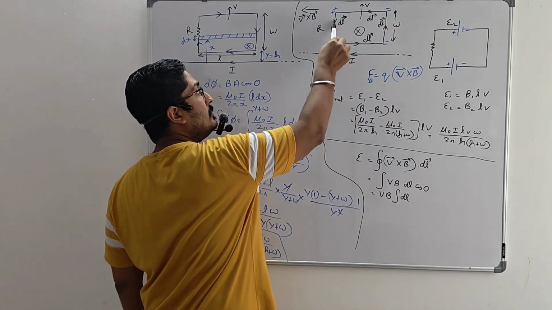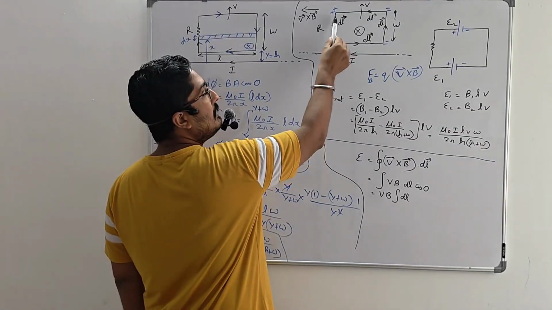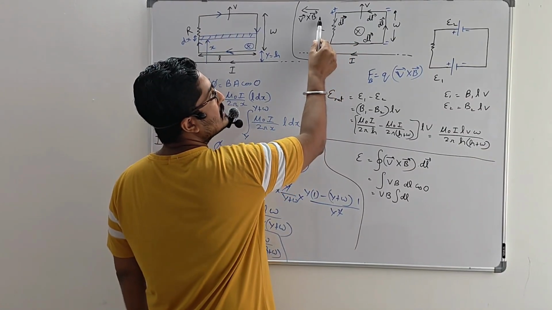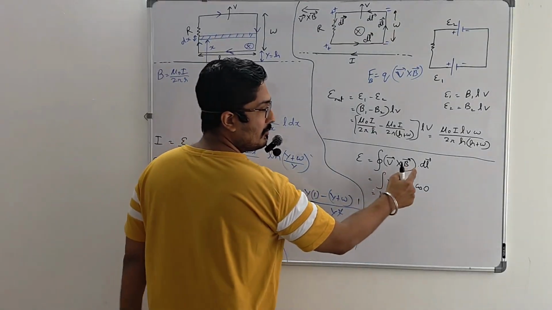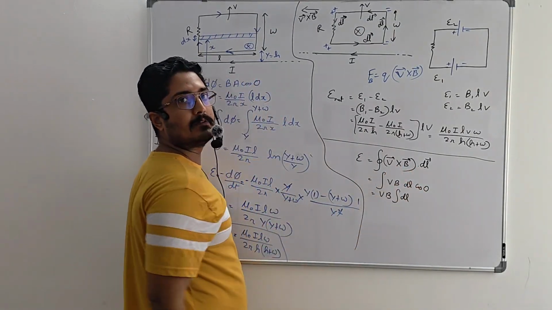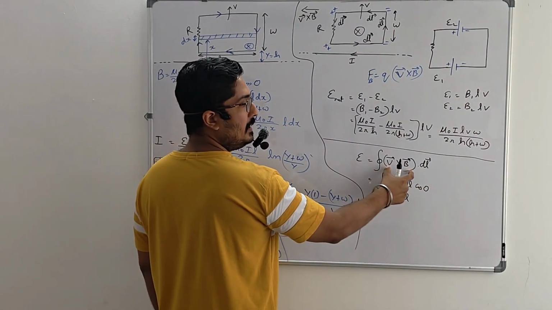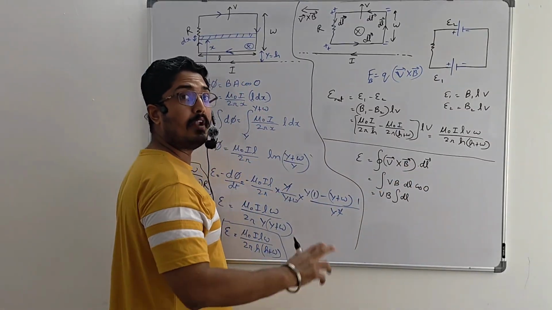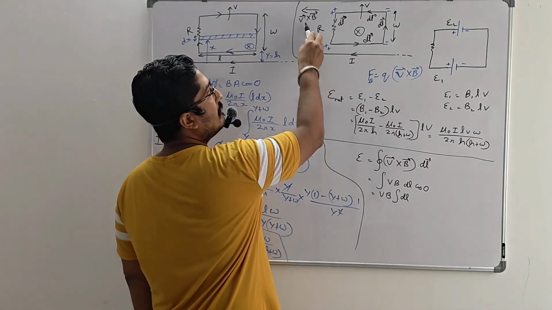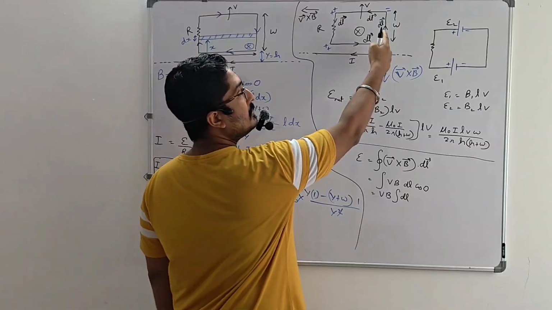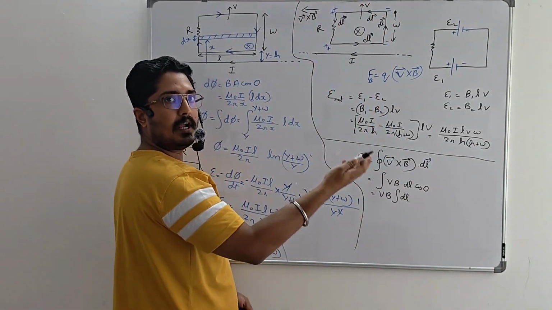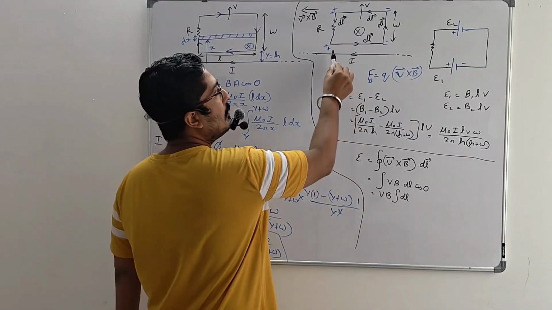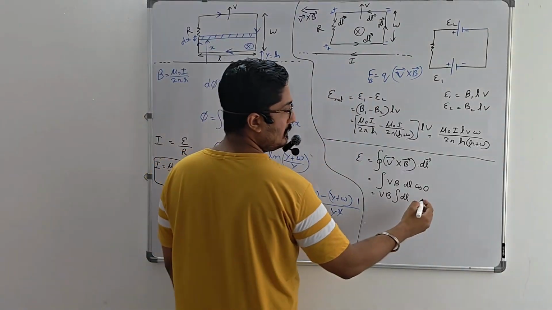Now what about this part? You see, very easy. The dl vector is downwards like this, whereas the v cross b would be again in this way. The angle between them is 90. So when you do the dot product, the answer will come out to be 0, because v cross b and dl make an angle of 90 degrees to each other. Same story goes for this side also. This DL is upwards and V cross B is in this way. So again, there also the answer should be 0. So now only integration has to be done for this part.